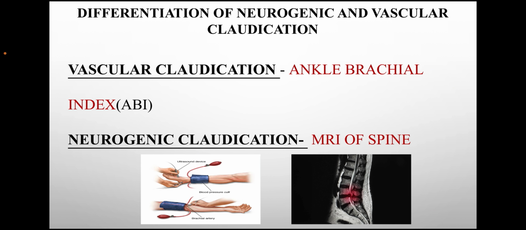About neurogenic claudication, we can confirm it by using the MRI of spine. So these were the confirmatory diagnostic procedures.